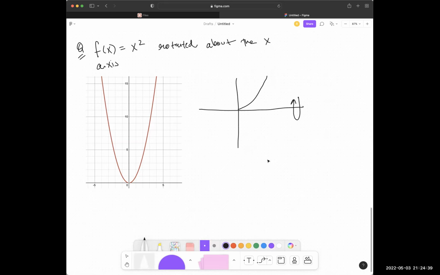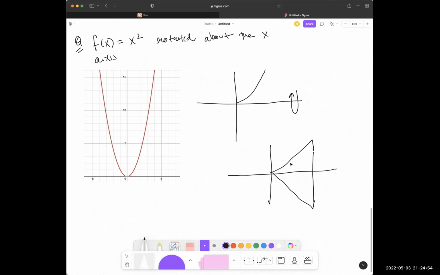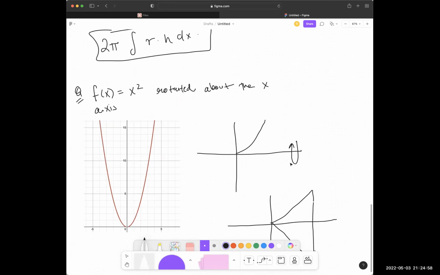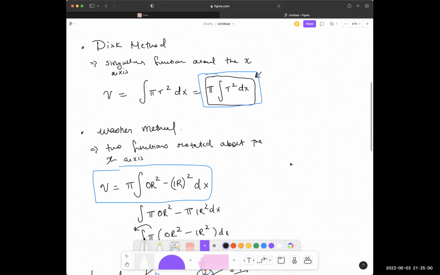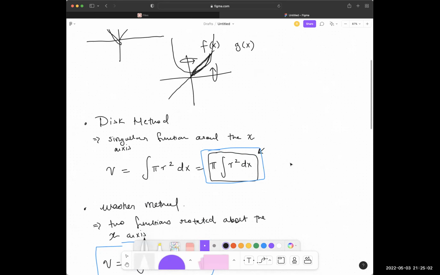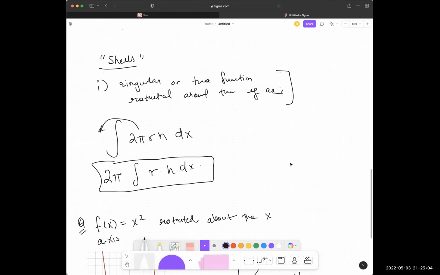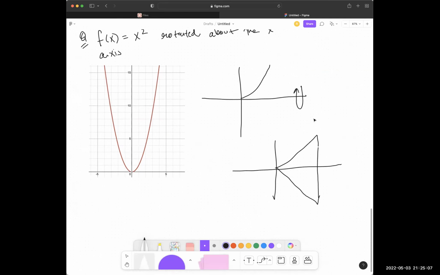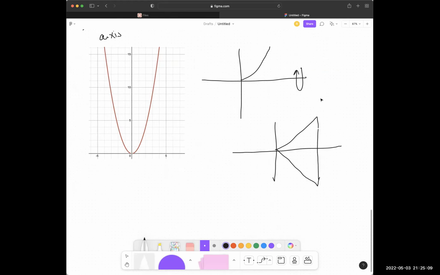And so what tends to happen there is you essentially generate a solid that looks like a funnel, right? It tends to look like a funnel. And what we're doing here is we're going back to our use cases and saying, okay, what does this fit? And what we see is that the disk method is perfect for singular functions around the x-axis. So naturally, we're going to use disks here.